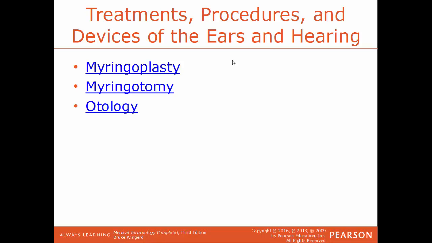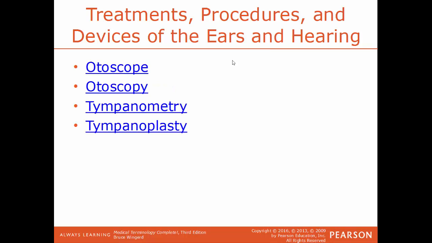And the last term here, otology, is the study of the anatomy and diseases of the ear. Otoscope is a tool that's used to visualize the inside of the ear. And the overall process of viewing inside the ear would be otoscopy. So our next term, tympanometry, is a test that measures the function of the middle ear, and also the mobility of the eardrum. And tympanoplasty would be the surgical repair of an eardrum.